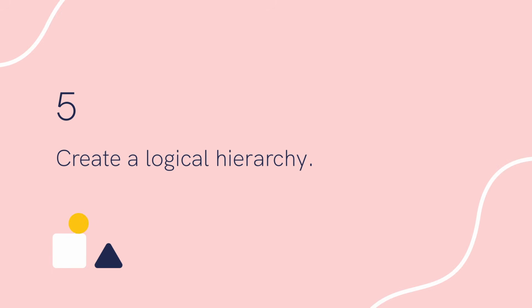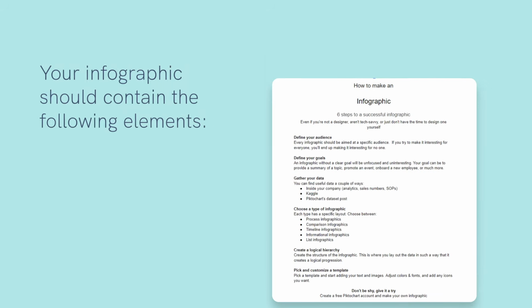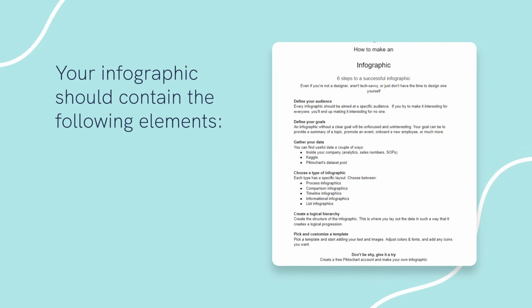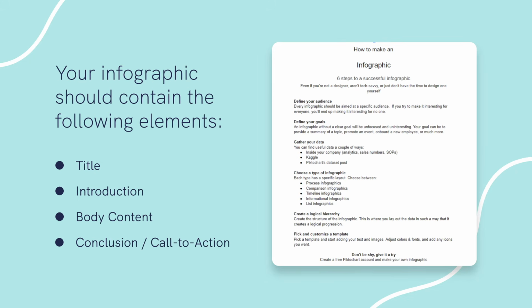Next, create a logical hierarchy. Create a logical hierarchy in your infographic by planning the structure. Writing for an infographic is not the same as writing for a blog post or an academic paper. Before you start making your infographic, write your content either in Word or in a Google Doc. This will give you an overview of your infographic content, and you can switch data around without editing your infographic. Your infographic should contain the following elements: a title, introduction, body content, conclusion or call to action, and sources.